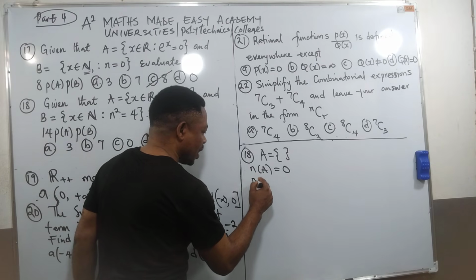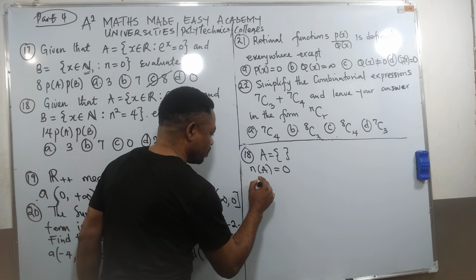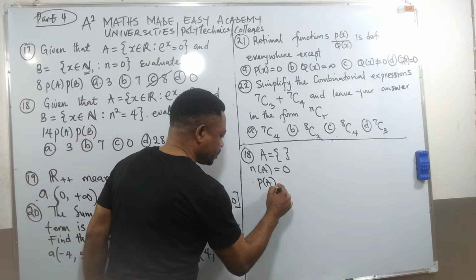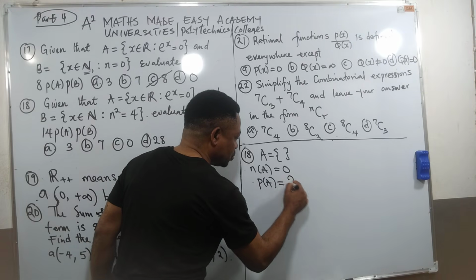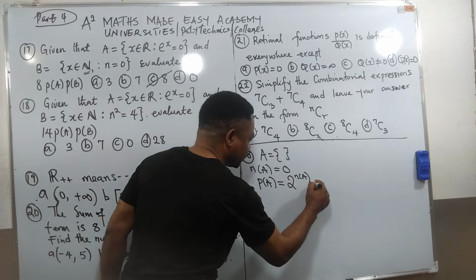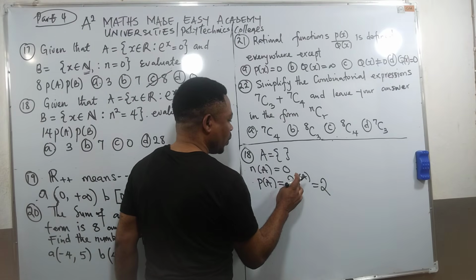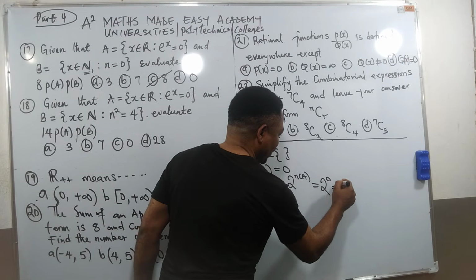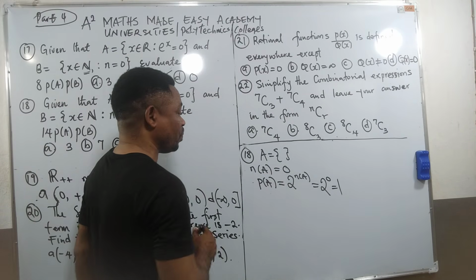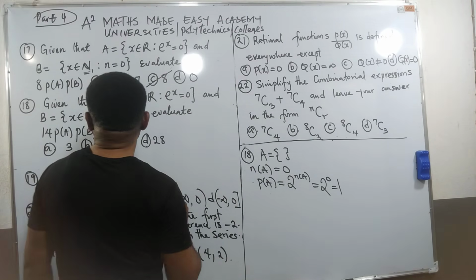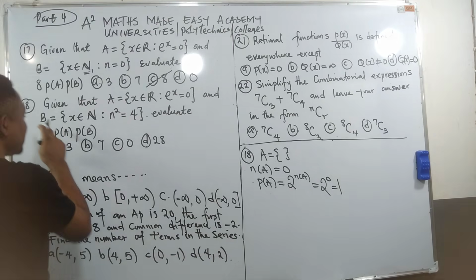Then can we now observe the cardinality of the power set, which is P of A? And P of A is given as 2 raised to power n(A). Are you with me? Can we substitute? This will now give us 2 raised to power, what is n(A)? 0. And the final answer is 1, which is anything raised to power 0 is 1. Now let's move to set B.